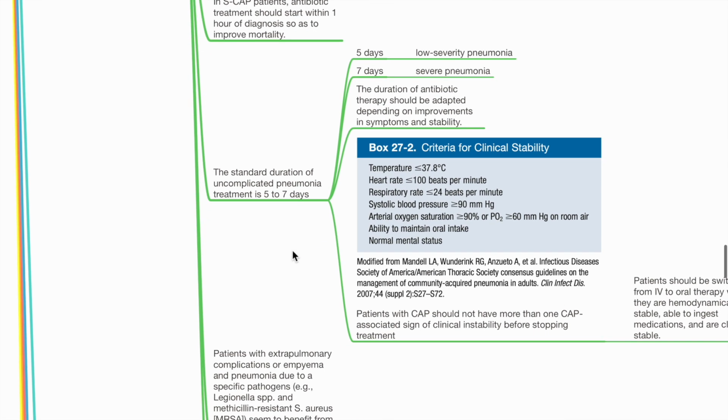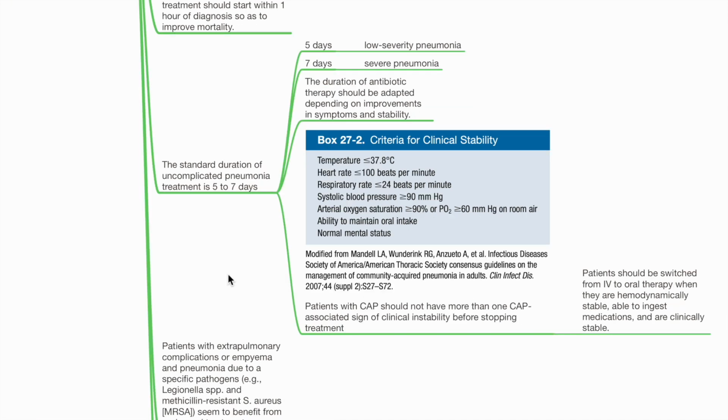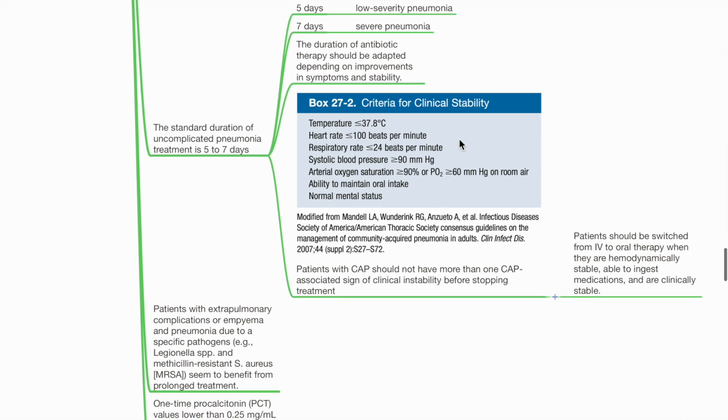The standard duration of uncomplicated pneumonia treatment is 5 to 7 days. The duration of antibiotic therapy should be adapted depending on improvements in symptoms and stability. Criteria for clinical stability include temperature 37.8 degrees Celsius or less, heart rate 100 beats per minute or less, respiratory rate 24 breaths per minute or less, systolic blood pressure 90 mmHg or more, arterial oxygen saturation 90% or more, or PO2 60 mmHg or more on room air, ability to maintain oral intake, and normal mental status.